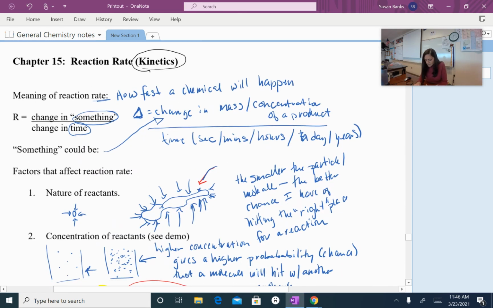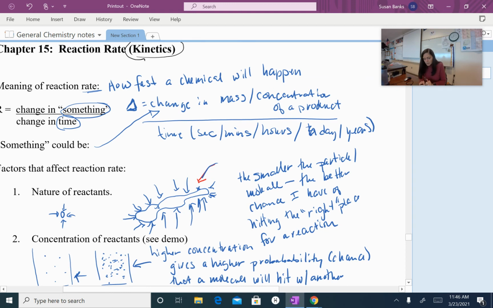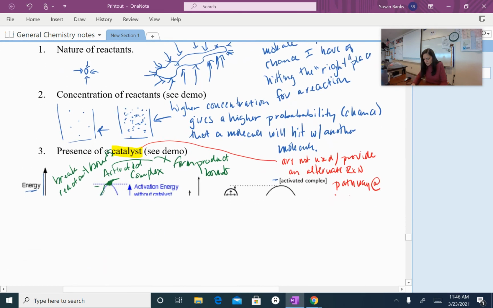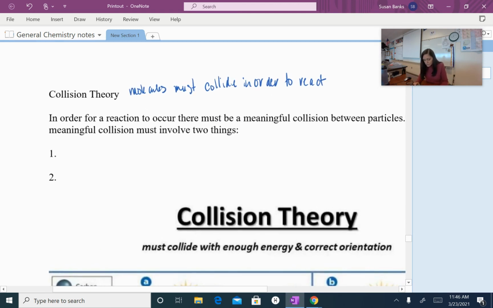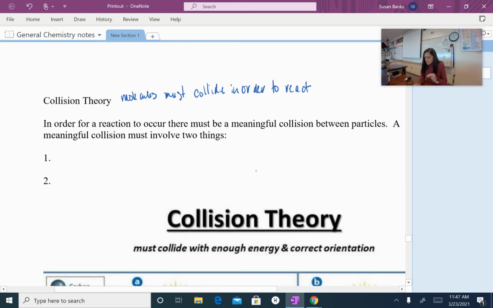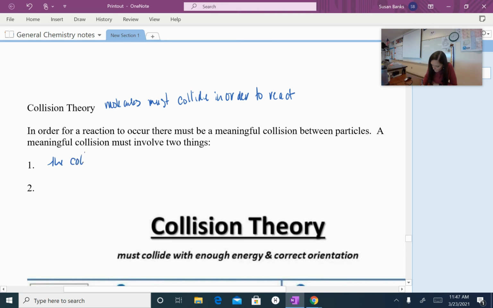If I have this big, huge molecule up here, I can have all these collisions, but only the red one's going to actually create a reaction because I have to hit on the right part of the molecule. That's one of the things that has to happen. In order for a reaction to occur, there must be a meaningful collision between particles. A meaningful collision must involve two things. The first thing is we have to hit on the right part of the molecule, or the molecule has to be oriented in the right way. So the collision must be in the proper, correct orientation.